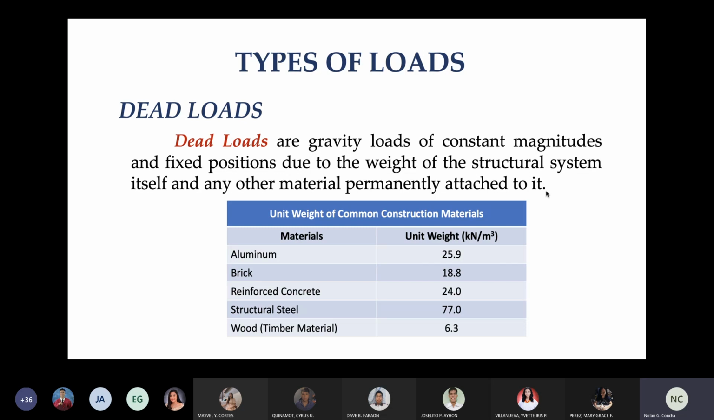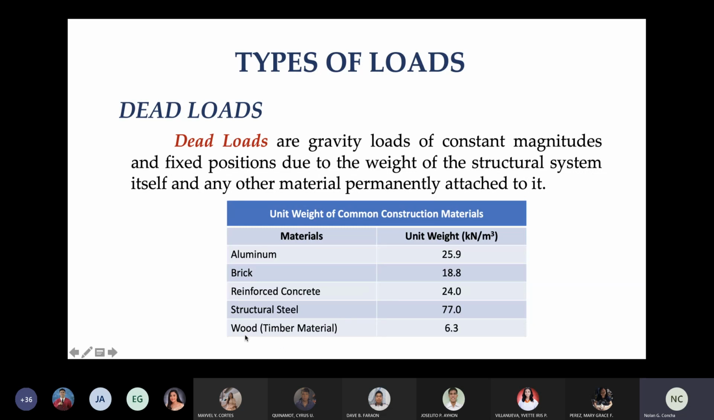And these are typical values of the unit weight of common construction materials: for aluminum, that is 25.9 kilonewtons per cubic meter, brick, reinforced concrete, structural steel, wood. These are typical values. Of course, for reinforced concrete, this is the typical or the average, but it varies from mixture to mixture. The average or the general unit weight of concrete is set at 24 kilonewtons per cubic meter.